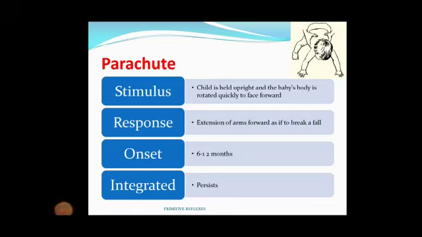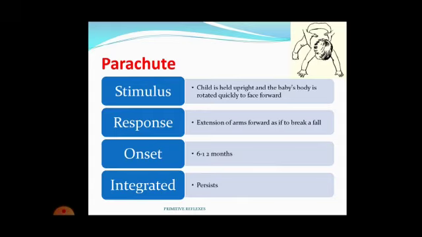Now coming to parachute reaction. Here the stimulus is given in such a way that the child is held either at the lower part of the trunk or from the pelvis. Then a sudden movement will be given. What is done actually? The child's body is rotated quickly. Clear? So what will be the response?